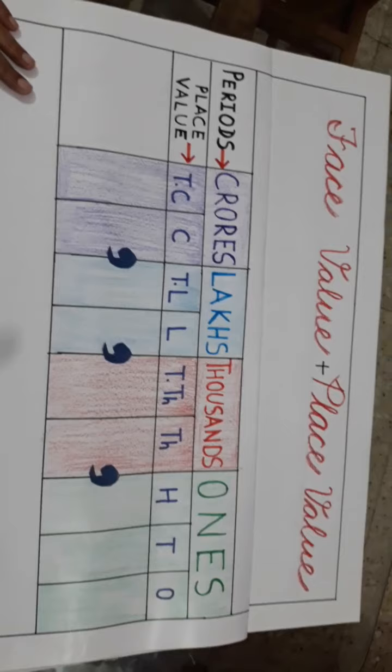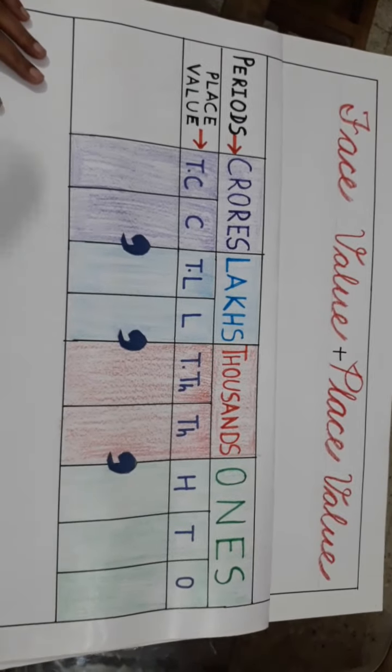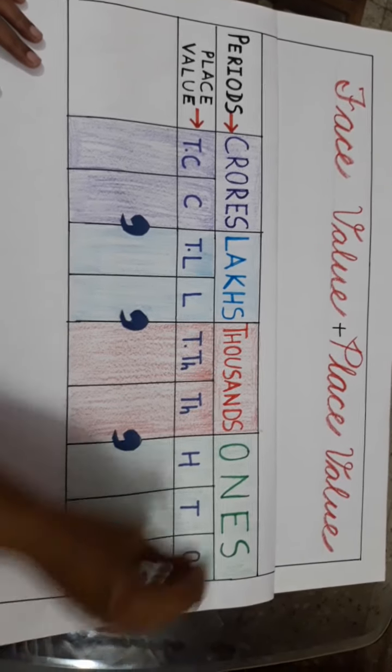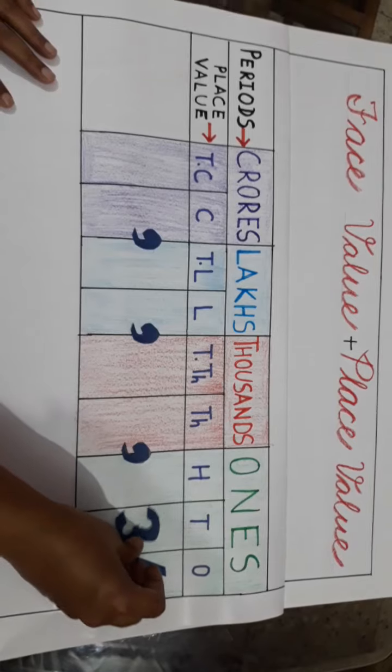Let's study this from the digits point of view. Alright, children. Now let's study about the face value and the place value with respect to the numbers. Look here. For example, let me place a few digits. Let me keep a few digits here.